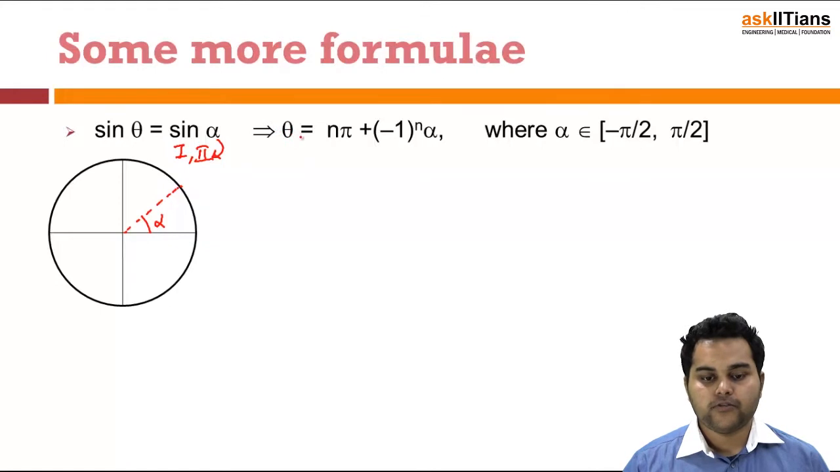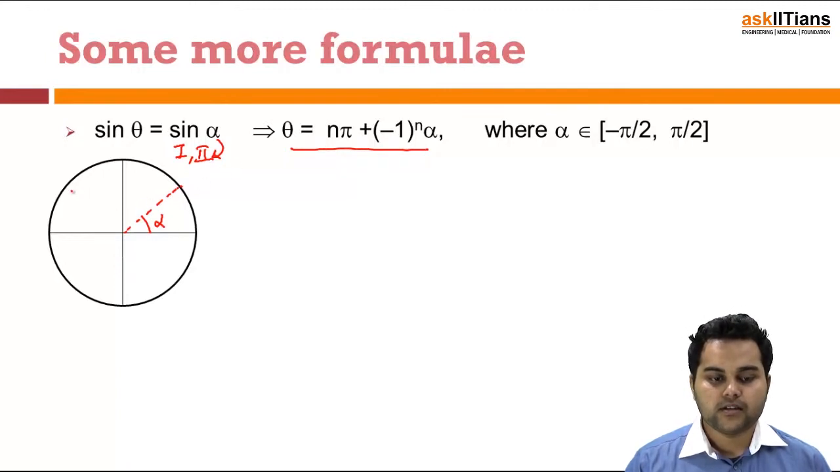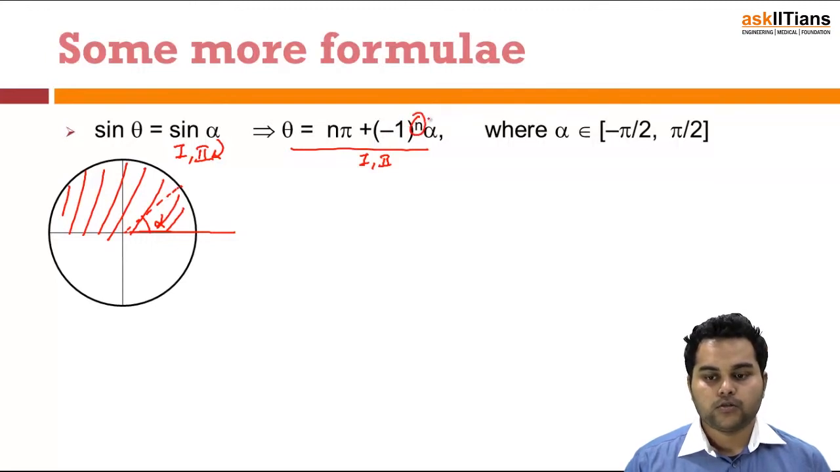Now look at the formula, that is n pi plus minus 1 raised to n alpha. What does that mean? It actually defines the two quadrants itself, the first and the second quadrant. If I put an even value, I would get 2 pi, that would be lying here, then minus 1 raised to n, where n is even, so I would get a positive term, so that will be n pi plus alpha.